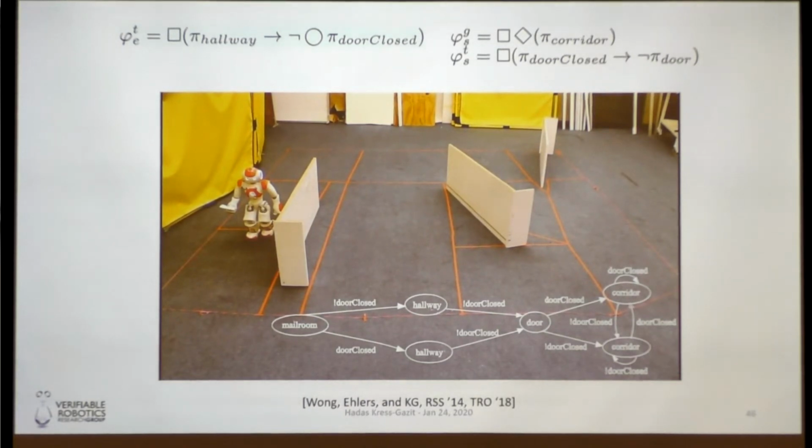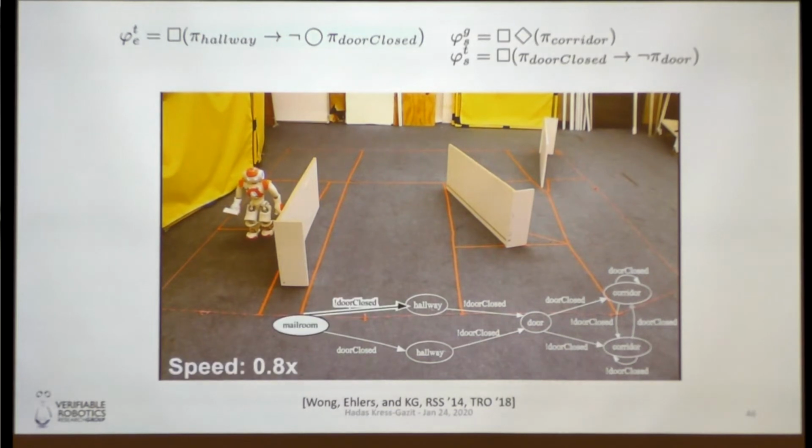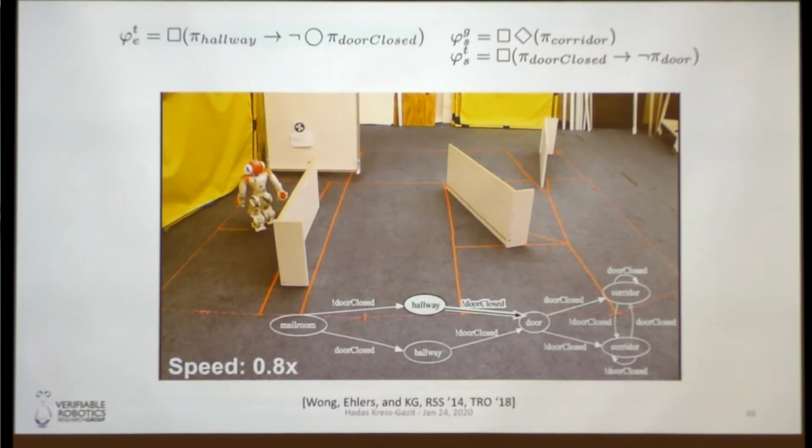This is the state machine that we get generated. We have a few more specifications, but this is what we get. We're starting in the mailroom. We're slowing this down a little bit. Don't remember why we slowed it down, but there was a reason. That's cat's legs. Mailroom, it's going into hallway.